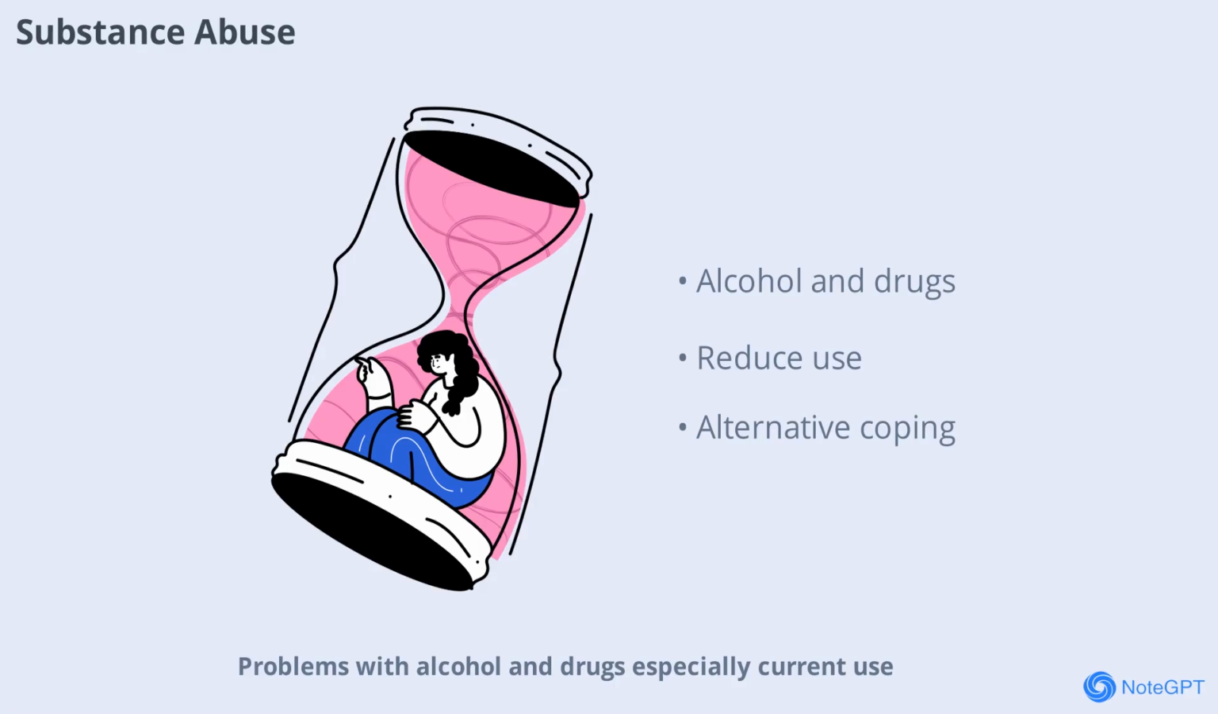Problems with alcohol and drugs, especially current use, elevate the risk of reoffending. Interventions aim to reduce use, change peer and environmental supports, and develop alternative coping strategies. Integrated treatment can address triggers, relapse prevention, and social support restructuring.